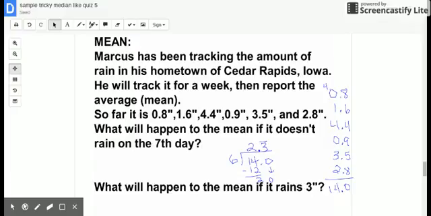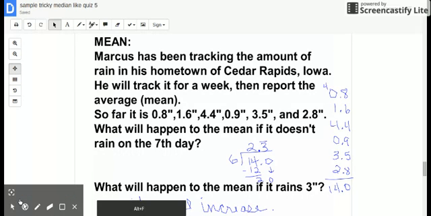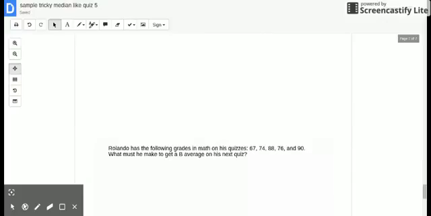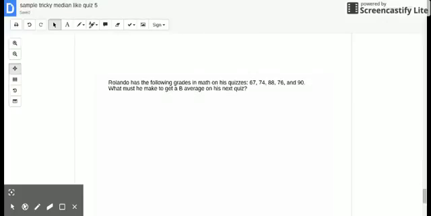So what will happen to the mean if it rains 3 inches next? It will increase. And this program was not really made for writing, but you need to write that it will increase, or you can say it will go up, or it would become higher, one of those things. So those are the 3 problems that you have on your paper. I'm going to spend an extra moment to work this problem.